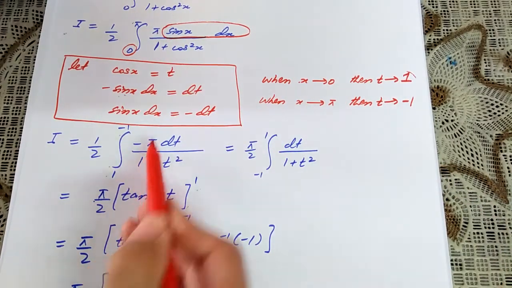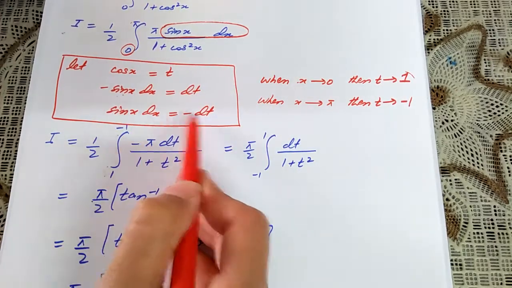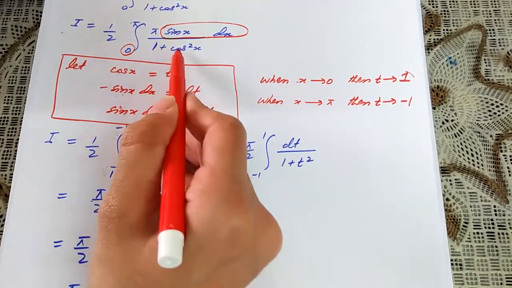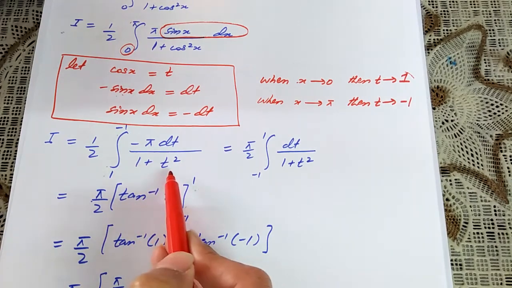Pi will be written as it is. Sine of x dx is negative dt. And 1 plus cos square of x will give us 1 plus t square.